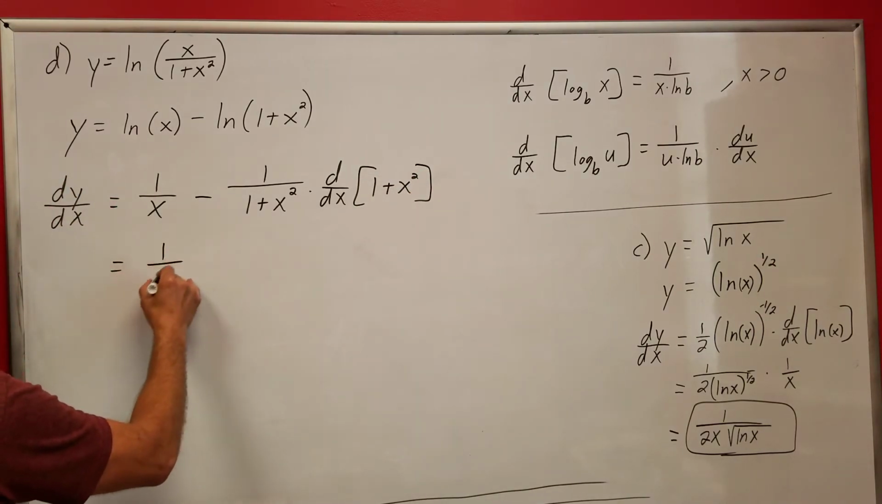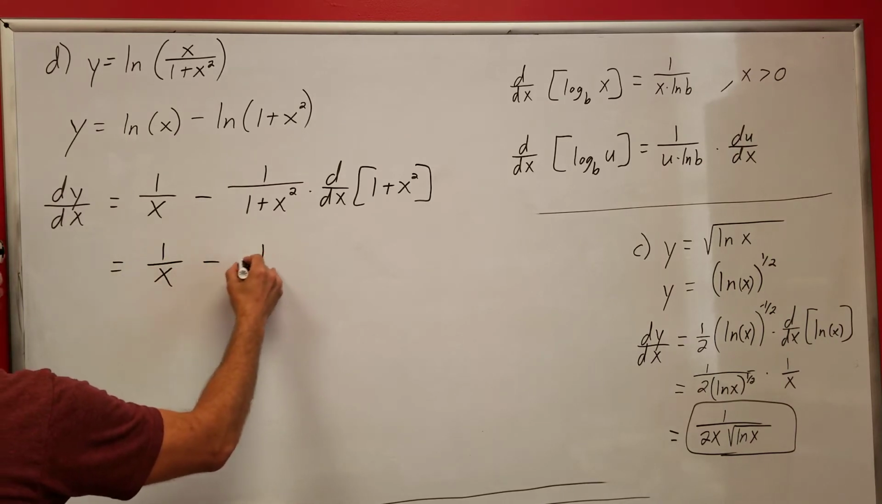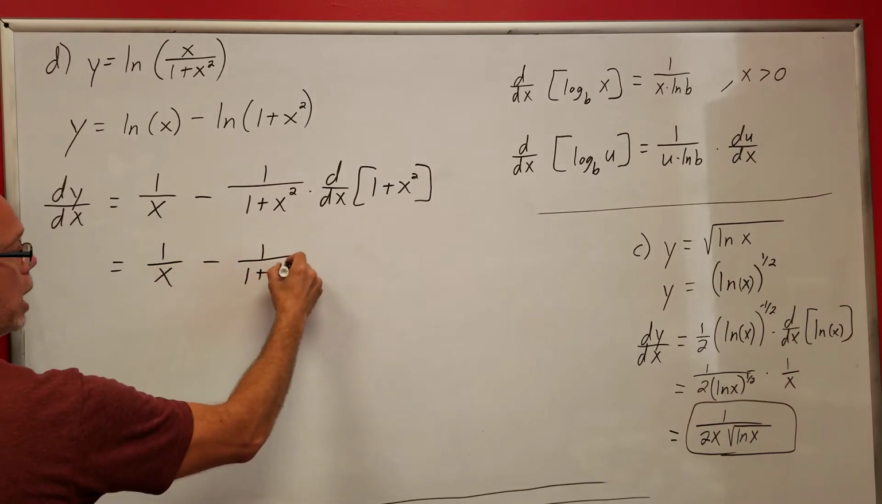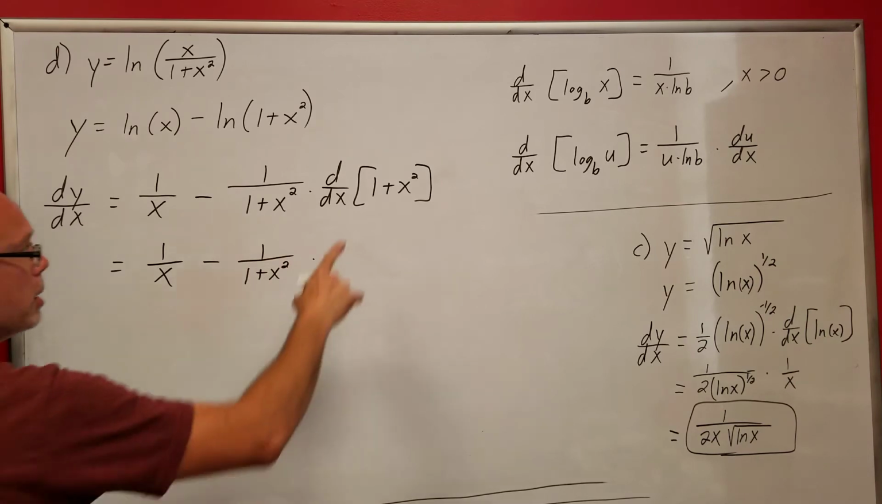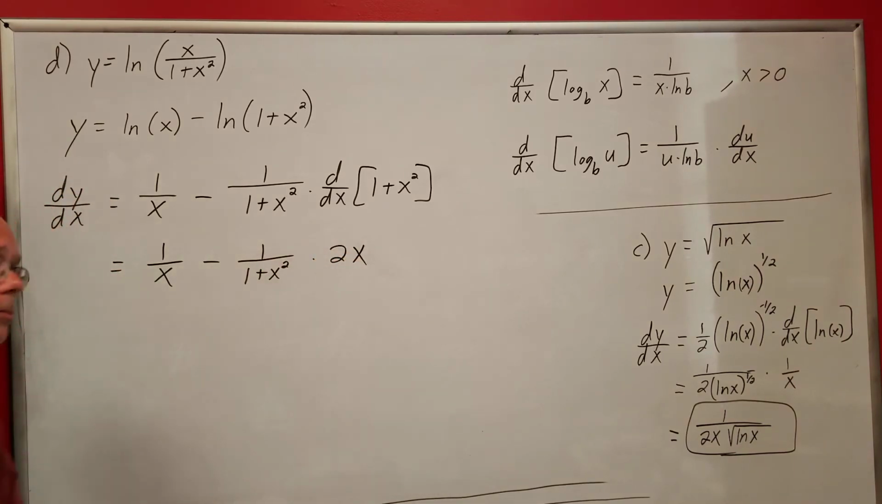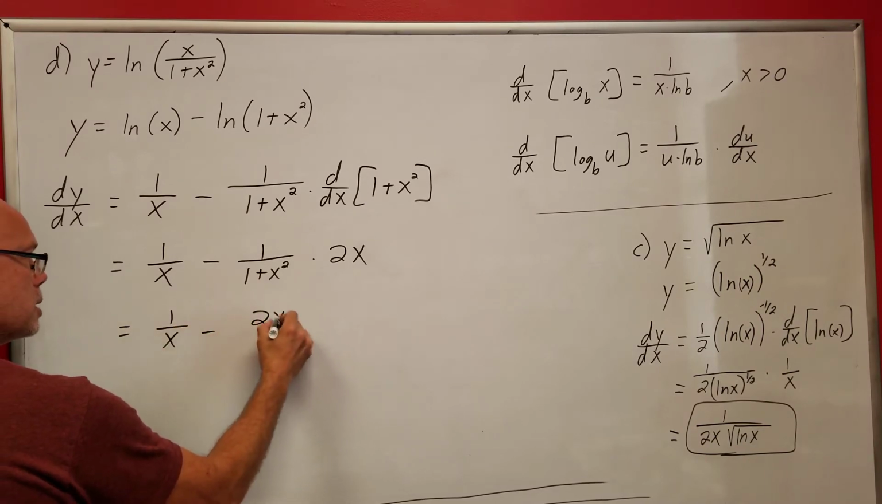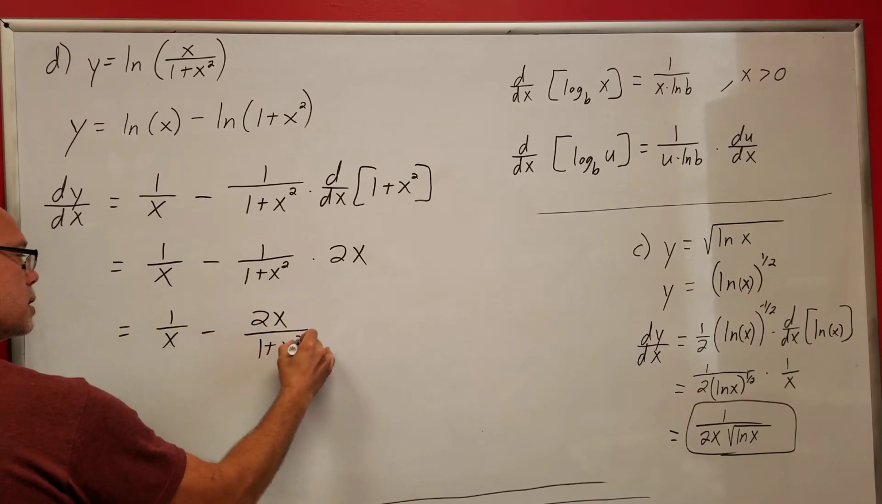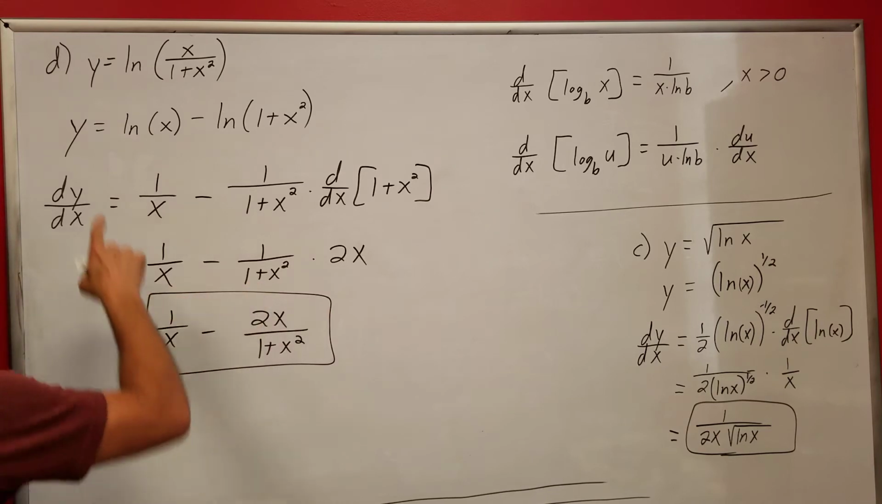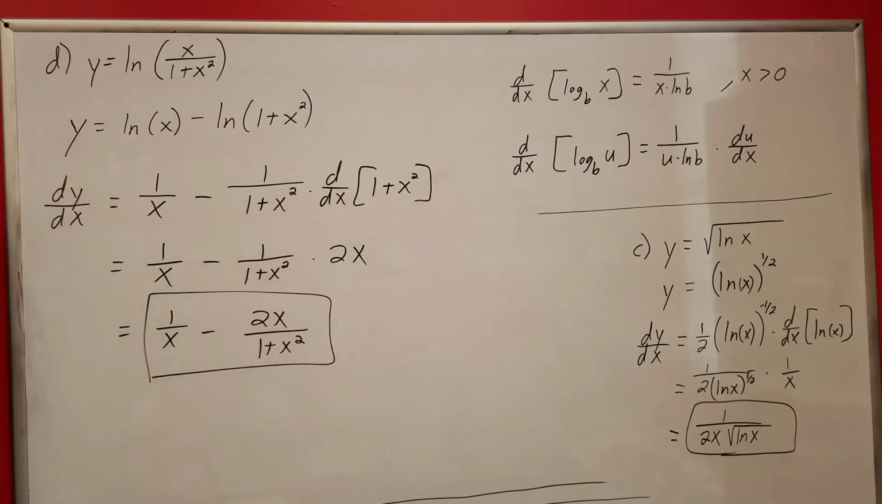Well, that gives me 1 over x minus 1 over 1 plus x squared times the derivative of this, which is just 2x, right? Well, I could say that's 1 over x minus 2x over 1 plus x squared. And it's a lot quicker if we first rewrite it this way than if we just take the derivative from the beginning.